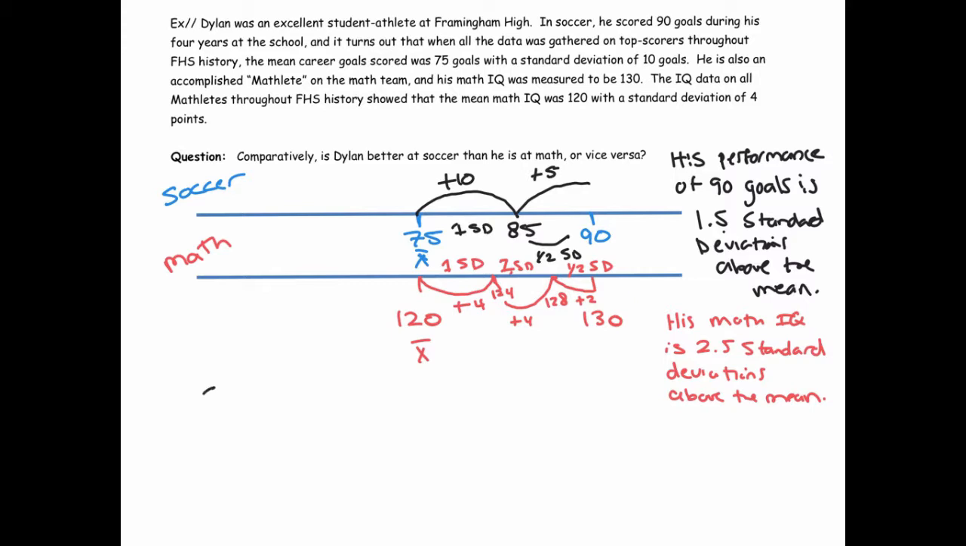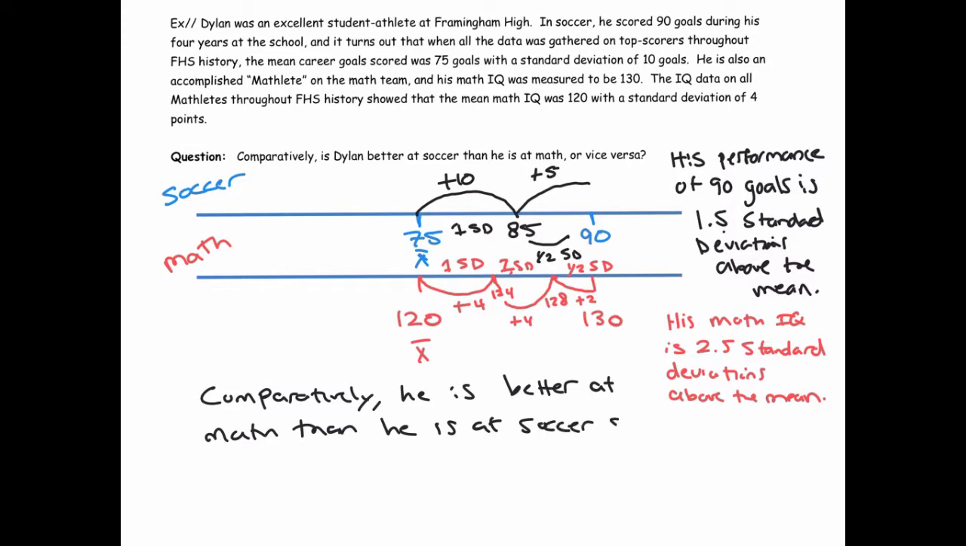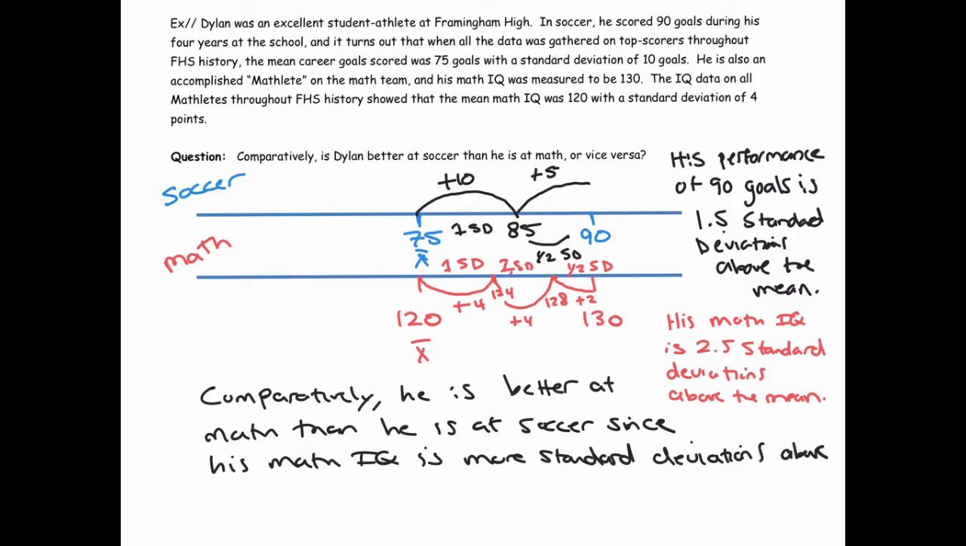Okay, so our conclusion will be that comparatively, he is better at math than he is at soccer, since his math IQ is more standard deviations above the mean than his number of soccer goals.